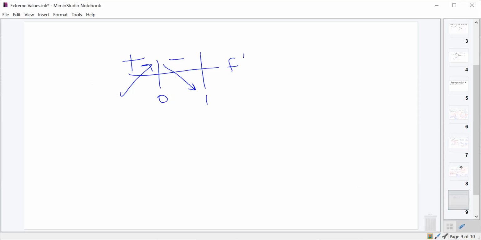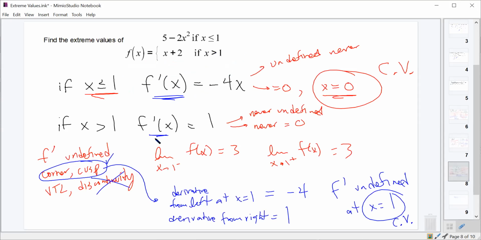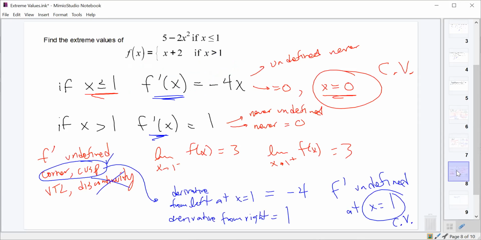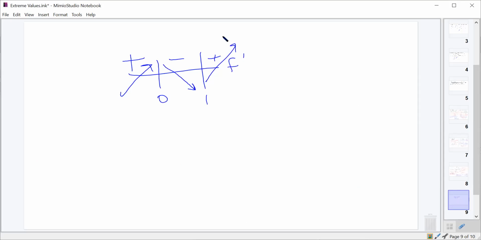And plug in something more than 1. We have to plug that one into this derivative. Any number you plug in that's more than 1, like 1,000, gives you 1, so positive. And so we know we're increasing after that. So I want you guys to figure out what f of 0 is, figure out what f of 1 is, and then write out your extrema. And I'll be back in 1 second.